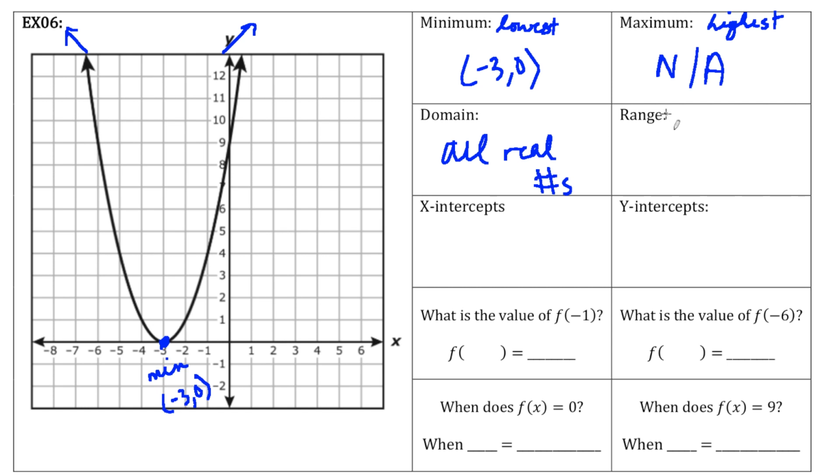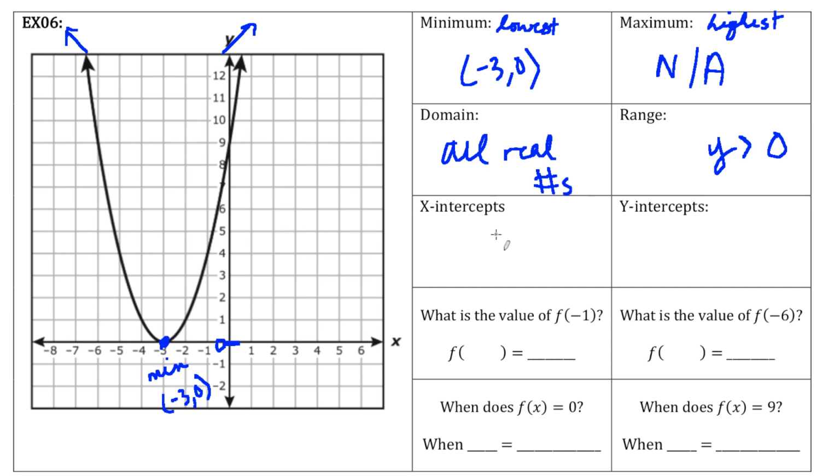So all real numbers. The range. So does it have a highest? No. Does it have a lowest? Yes. So remember, range is y. It has a lowest. The lowest is 0. And everything's above it, so y has to be bigger than 0. Cool.